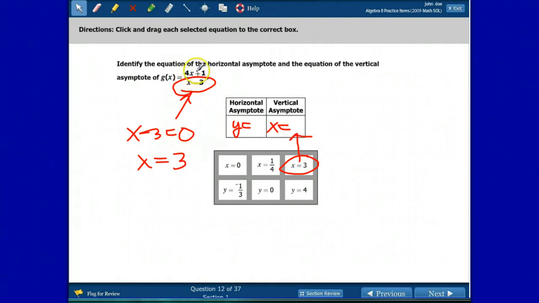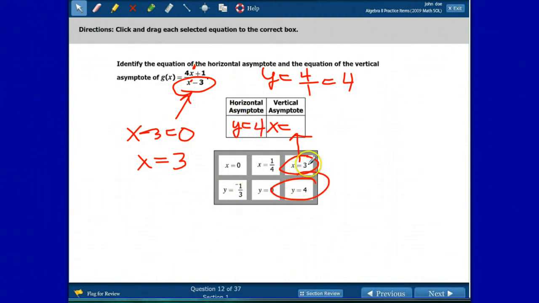For the y equals, like I said earlier in the videos, you take the degree of the top, which is a 1, and the degree of the bottom, which is a 1. Since they're tied, you write y equals 4 over 1, which is equal to 4. So that would be this one.